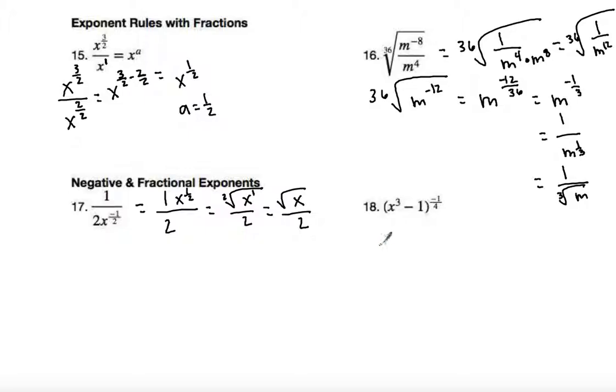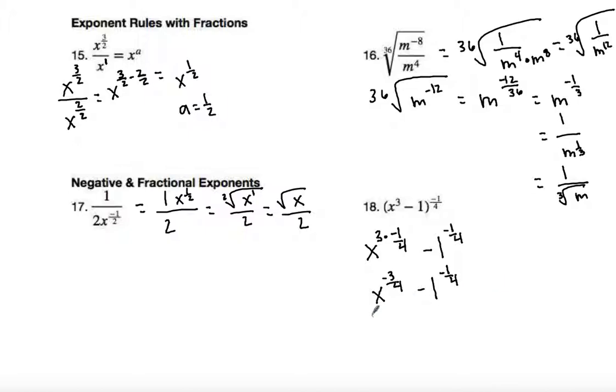In number 18, x to the 3rd minus 1 to the negative 1/4 power means that each of these is going to get that negative 1/4 power. So if I have a power already and I raise it to another power, remember I multiply. So this is going to turn into x to the negative 3 over 4. And this will stay like this.